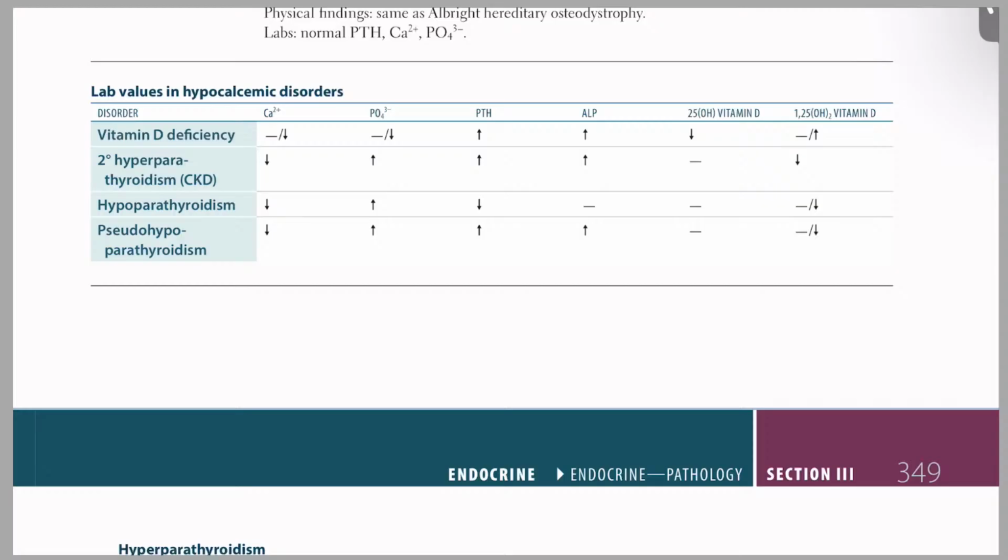Hypoparathyroidism: calcium decreases, phosphate increases, PTH decreases, ALP normal, 25-OH vitamin D normal, 1,25-OH vitamin D decreases. Pseudohypoparathyroidism: calcium decreases, PO4 increases, PTH increases, ALP increases, 25-OH vitamin D normal, and 1,25-OH vitamin D decreases.